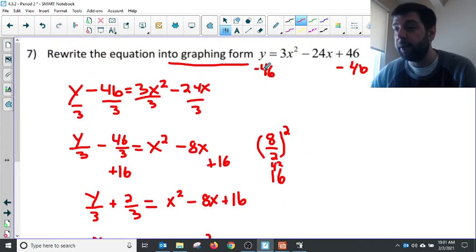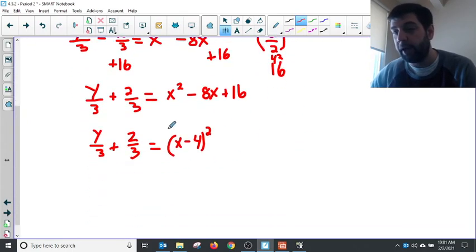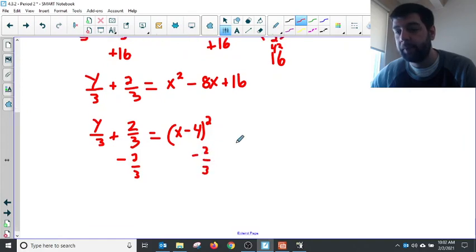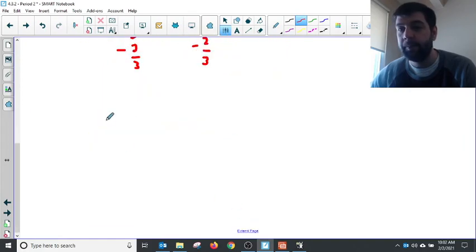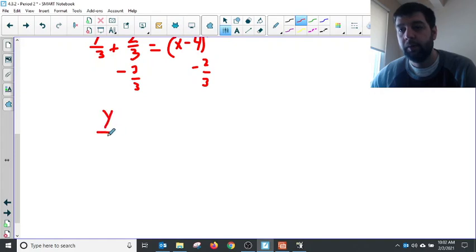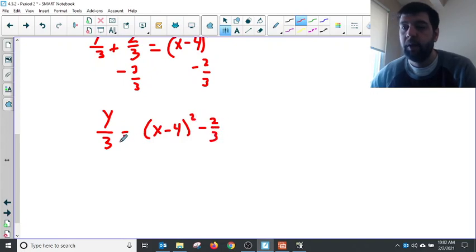My directions tell me I'm putting this in graphing form. So I'm not going to be square rooting both sides. I'm trying to get y alone. So I can subtract 2/3 on both sides. Because again, I'm trying to get y alone. And then I'm going to multiply both sides by 3.